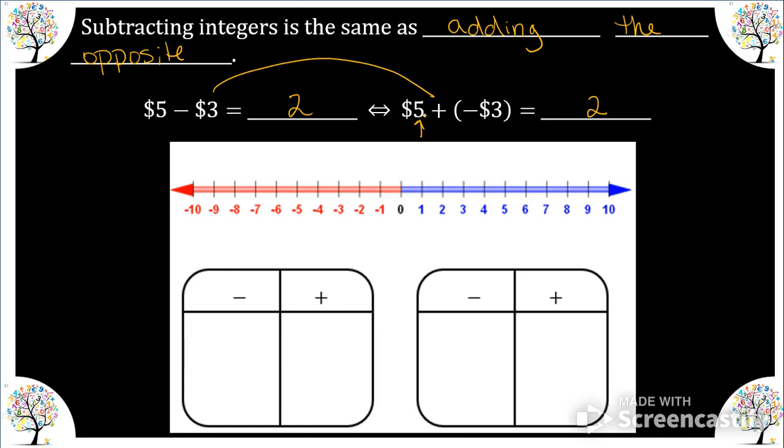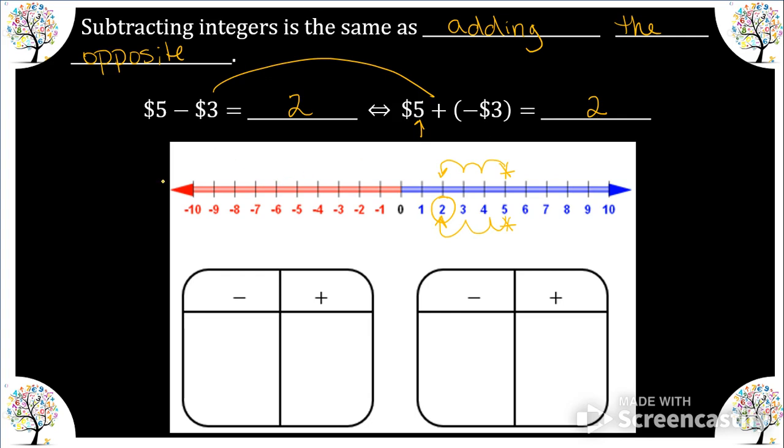So if we take a look at the number line, we're starting at positive 5, and either looking at taking away 3, subtraction means negative, we can go back 3 and we are at positive 2. Or like in our previous lesson, if we are at positive 5 and we are adding a negative, this negative also means to go to the left. And so we're going to go 1, 2, 3, and we end up at positive 2.